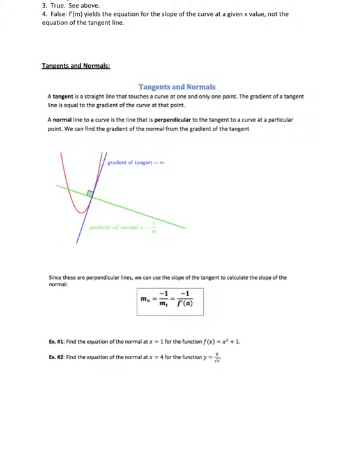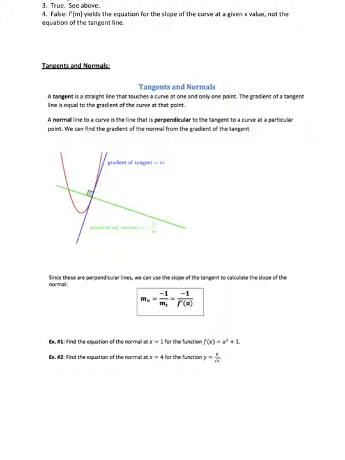So, a tangent is a straight line that touches a curve at one and only one point. We know that. The gradient of a tangent line is equal to the gradient of the curve at that point. We know that. A normal line, or a normal, to a curve is the line that is perpendicular to the tangent line to a curve at a particular point. We find the gradient of the normal from the gradient of the tangent. So, same process. We just do opposite reciprocal slopes, right?